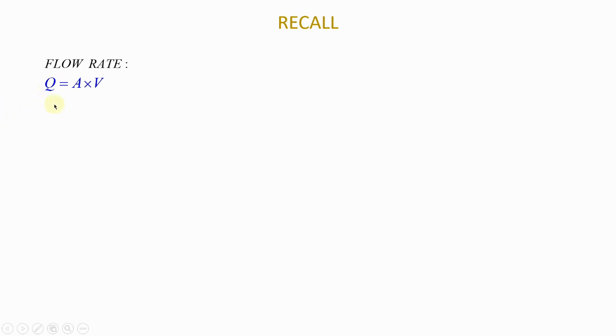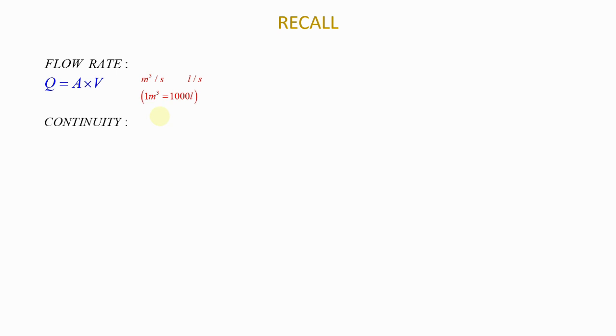So Q is equal to A multiplied by V, and the unit for the flow rate is cubic meters per second, but sometimes people also like to use liters per second. If you want to convert between the two units, you just need to remember that 1 cubic meter is equal to 1000 liters. I repeat, 1 cubic meter is equal to 1000 liters.